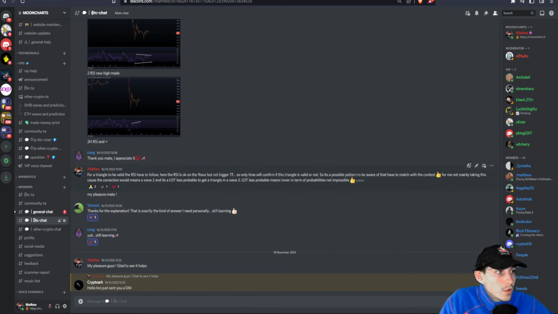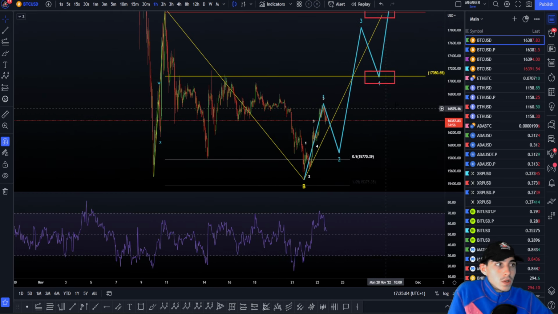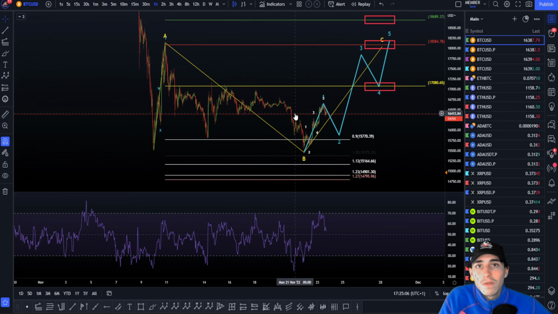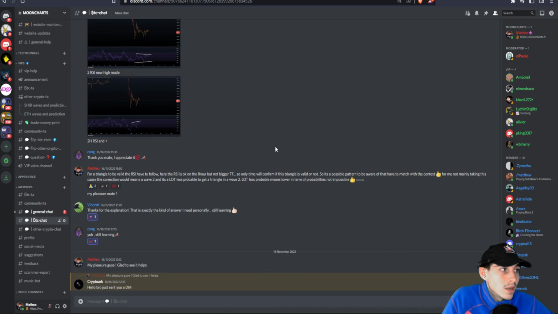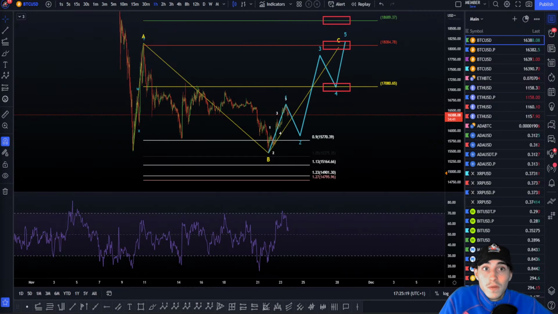So it's a possible pattern to be aware of, but it also has to match with the context here. What was the context? To more likely be in a wave 2. And can we do triangles in the wave 2? Yes, but it's really super rare. So do we think about this pattern directly? No. So again, we also have to check the context to know if this is possible or not.